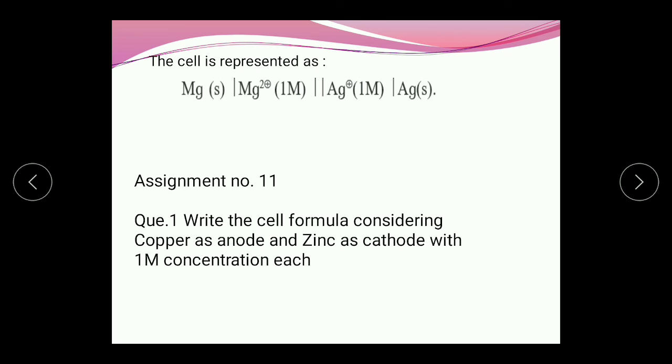Understood? Just go through all the conventions to understand it in a better way and try to write the formula. So the assignment will be the same. Write the cell formula considering copper as anode and zinc as cathode with 1 molar concentration each. Like Mg becomes Mg plus 2, in the same way you have to find out what copper Cu will become, by considering its valency. In the same way zinc and its ions. Write the cell formula, and that is the assignment for this time. Thank you.